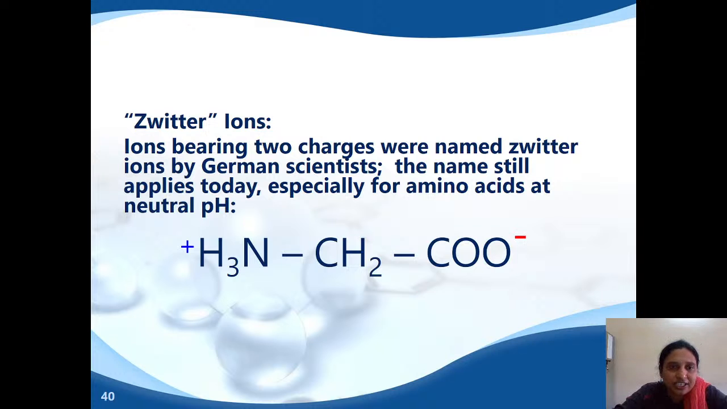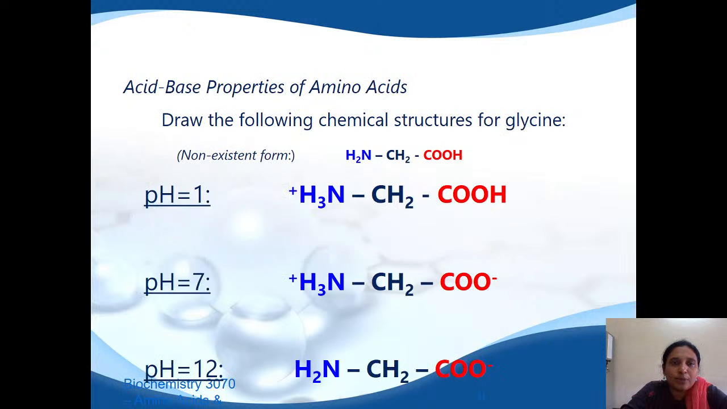I repeat, zwitterions are ions bearing two charges. At physiological pH 7.4, amino acids exist as monoamino monocarboxylic acids, meaning there is an equal number of positive and negative charges. Because of the amino group it attains a positive charge, and because of the carboxyl group it attains a negative charge. So at physiological pH, the amino acids have equal positive and negative charges and exist as zwitterions. The property of zwitterions is that the amino acids are least soluble and give maximum precipitation.